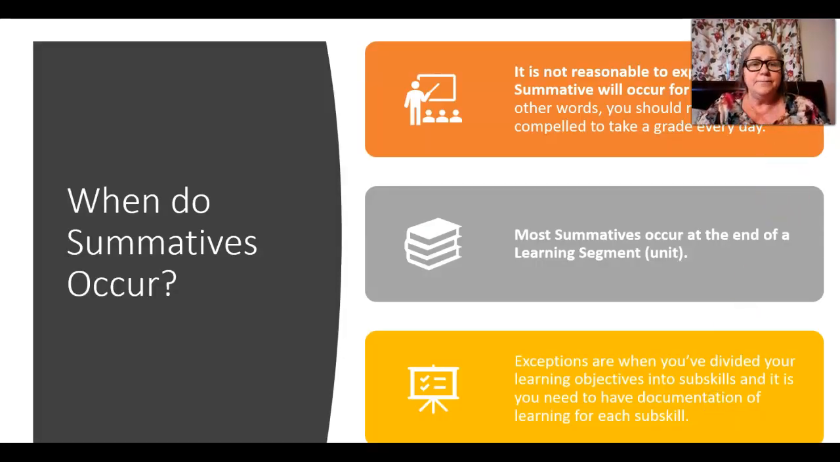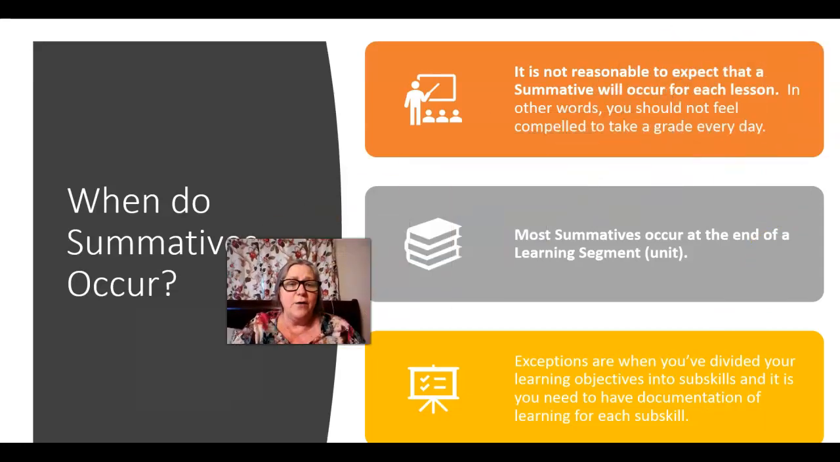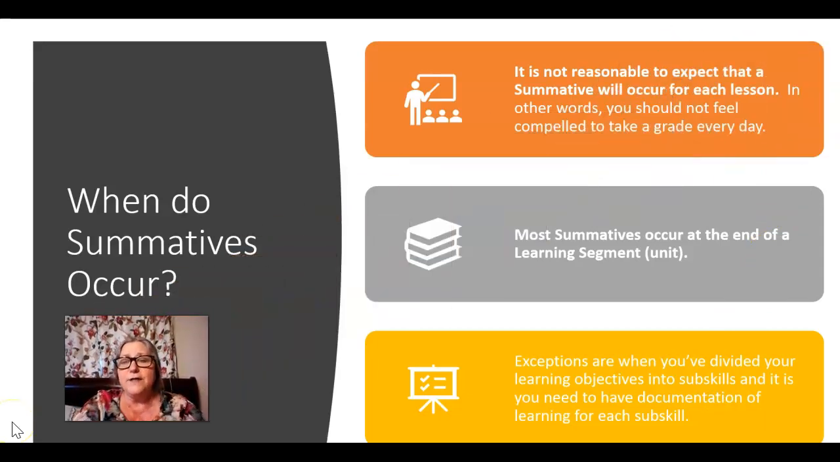So when do summatives occur? Well, clearly they're not going to occur every day, because we're not going to give students a test or a quiz every day. We are going to assess every day, and we're going to assess constantly. You should be constantly assessing. Every time you walk around the room and you see what the students are doing, you're looking to see how are they learning? How am I doing? How are we doing? So it's not reasonable to expect there's going to be a summative each lesson.